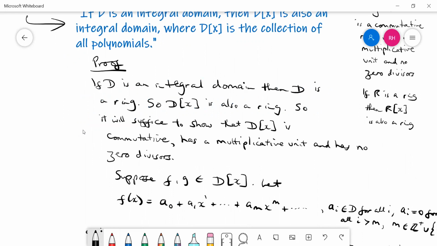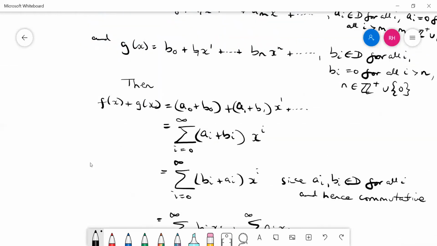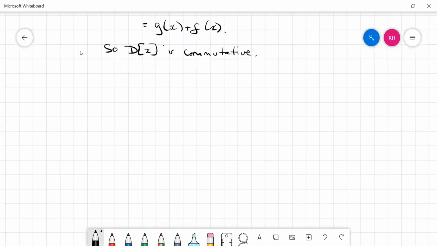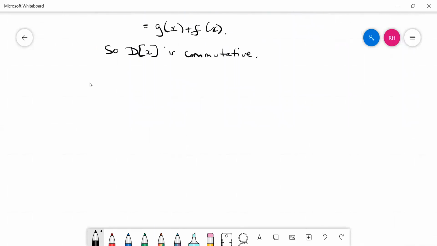So it will just suffice now to show three things: commutativity, that D[x] has a multiplicative unit, and that D[x] has no zero divisors. And I did the commutative part in part 1. So we're now up to the multiplicative unit. So let's have a look at that. So to do that, next, let's call it h(x) equals 1.